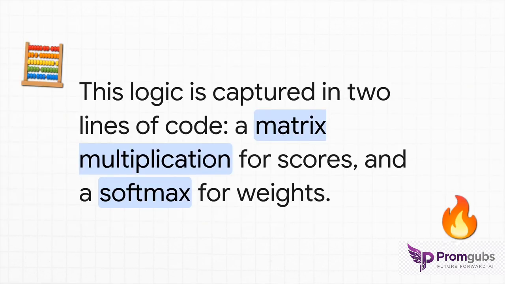And here it is, that whole beautiful logic boiled down to just 2 lines of PyTorch code. The first line calculates the scores, that's our score and scale steps, and the second line applies that softmax function to get the attention weights. That's our focus step. We've just translated that whole complex idea directly into code that a computer can run.